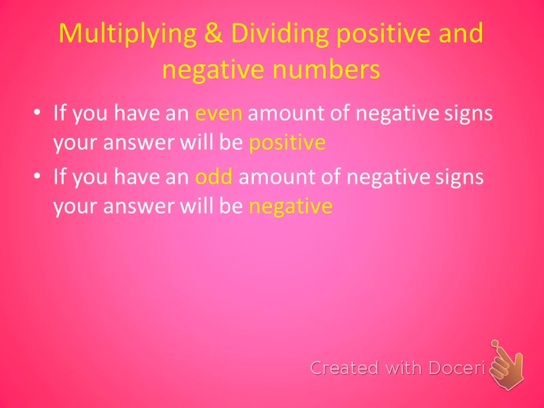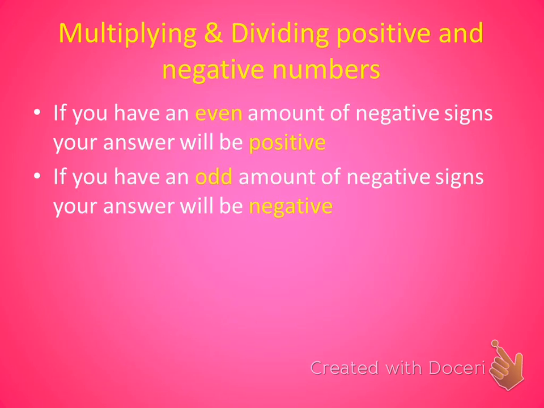Okay, so the next thing that we're going to work on is multiplying and dividing positive and negative numbers. Now, these rules are different. With our addition and subtraction, we had same signs, add and keep, different signs, subtract and take. But when you are multiplying and dividing, you can use the even and odd rule. It's the easiest way to do it.